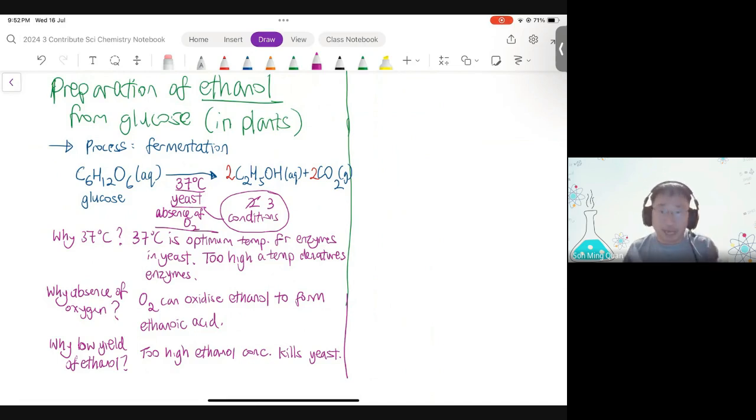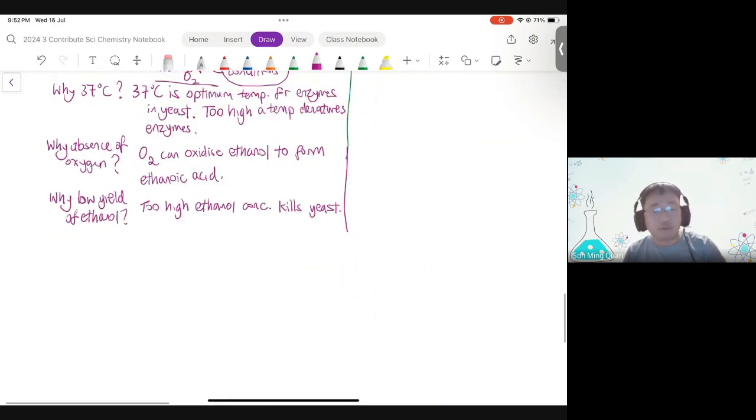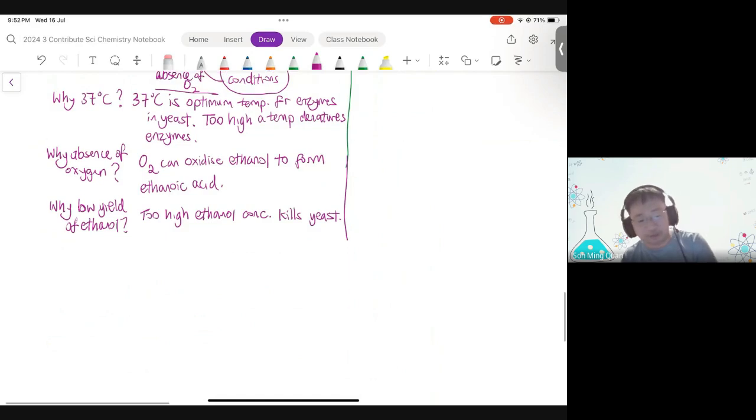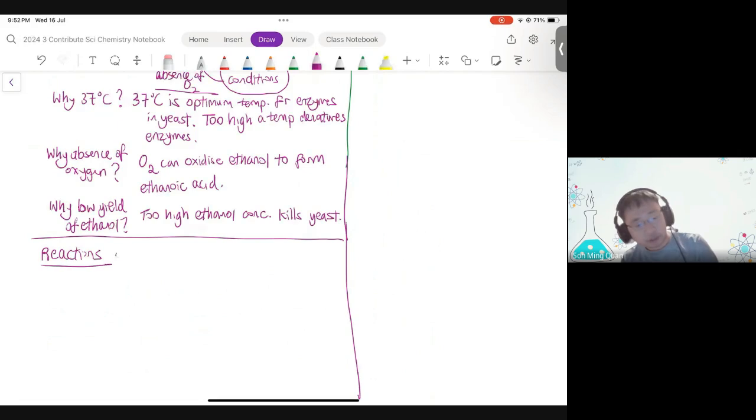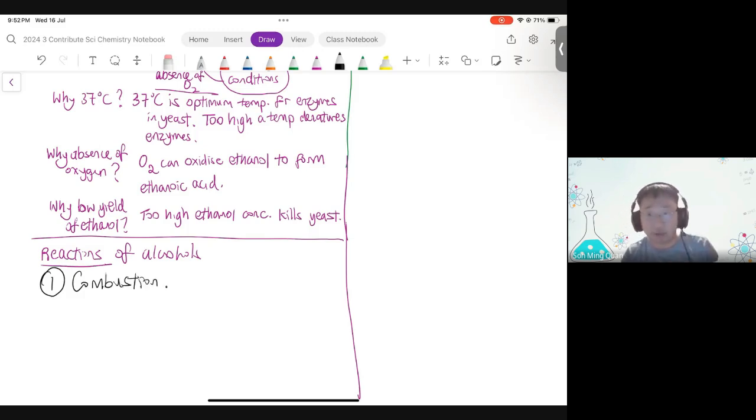I hope you have had the time to pause and really take everything down. This is actually a very important process for us to know as well, because that's how we make ethanol. Now we move on to the reactions. The reactions of alcohols are not difficult. Alcohols undergo 2 types of reactions. First is combustion. If you have missed our alkanes and alkenes video, I advise you to go back and take a look at it.